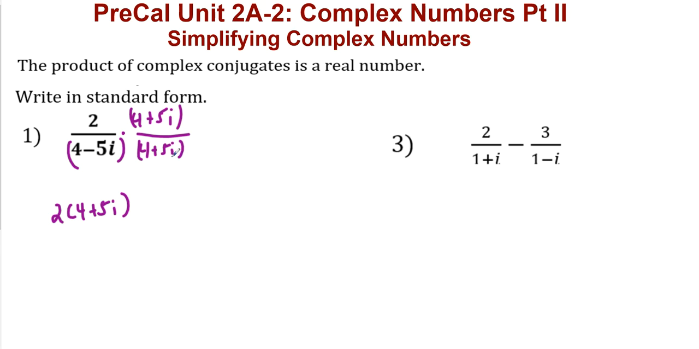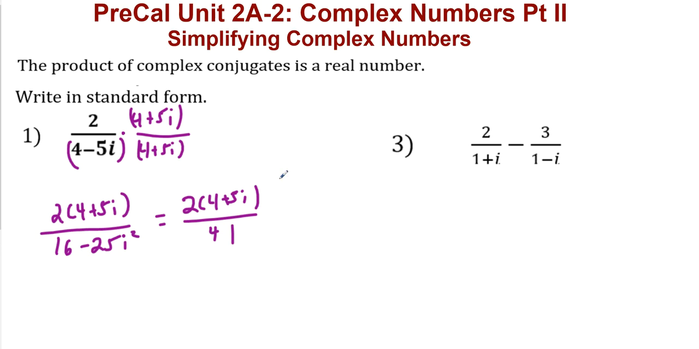And I'm going to go ahead and use the shortcut because I already did the full binomial. So that's going to be 16 minus 25i squared. That's just going to be a positive 25, so that's 41. So this is going to equal 2 times 4 plus 5i over 41. And I can distribute the 2 and call that 8 plus 10i over 41.